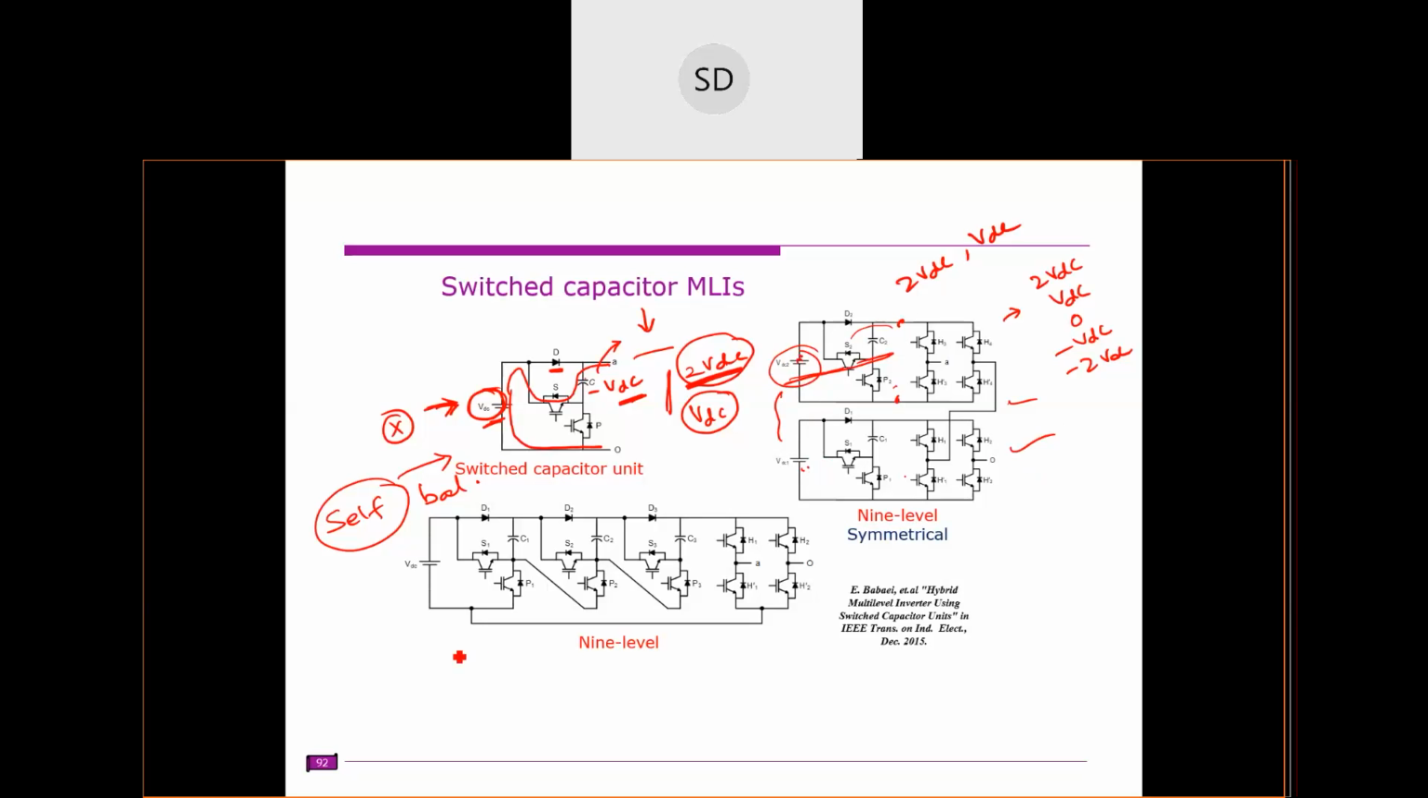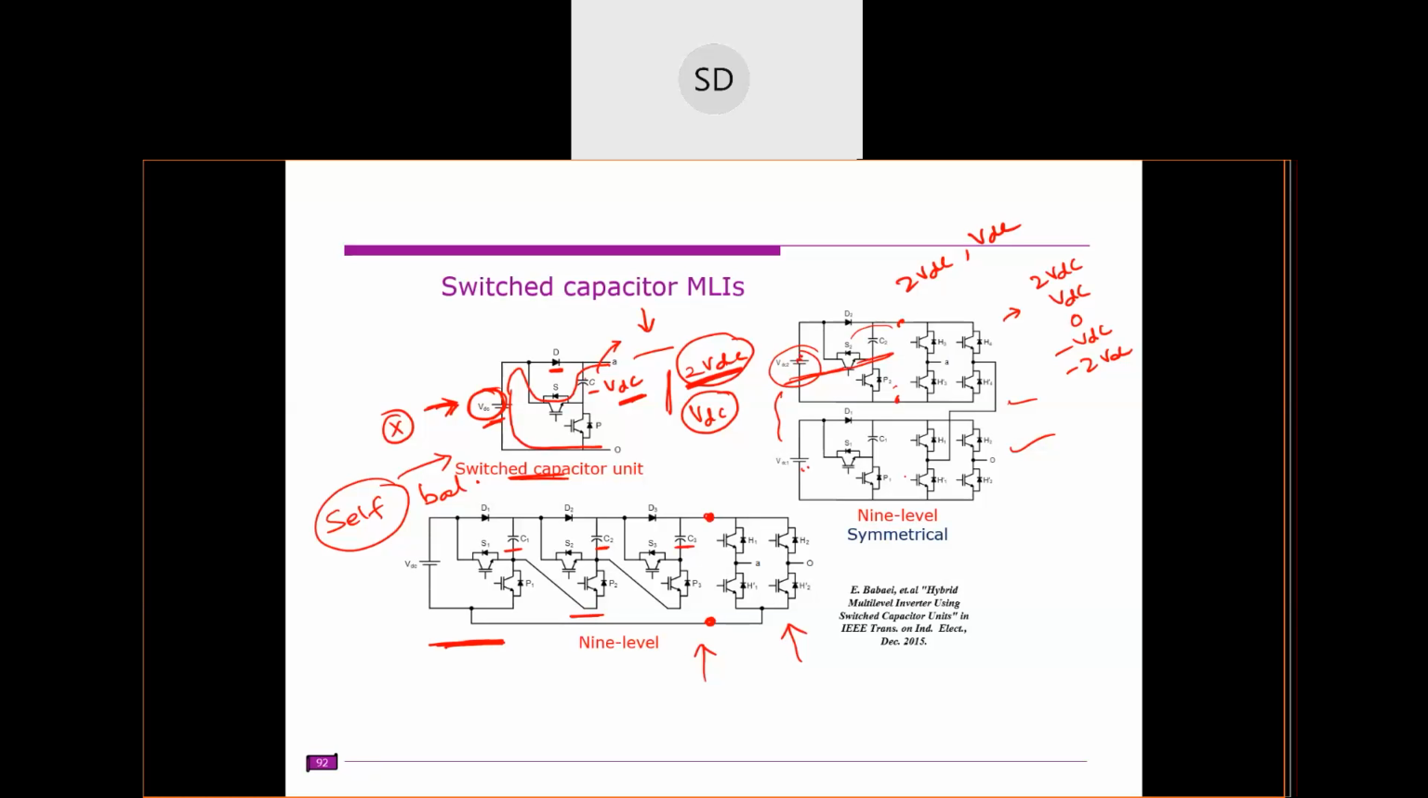The other way is like this. You have only one polarity generator, but the switched capacitor units are duplicated here. So what is the maximum voltage that can be obtained from this at these points? 4 VDC, right? So this capacitor we can charge to VDC, this we can charge to VDC, and this we can charge to VDC.